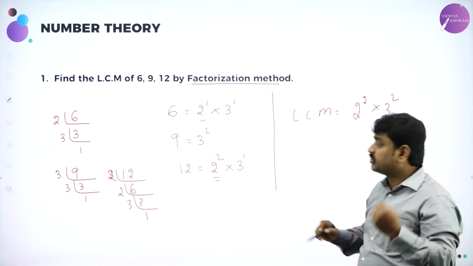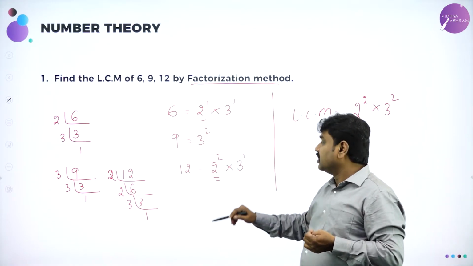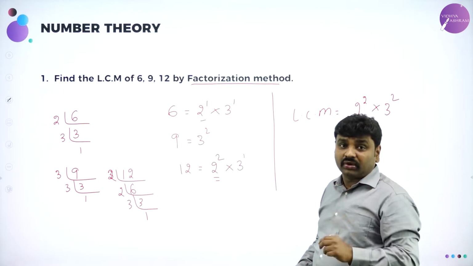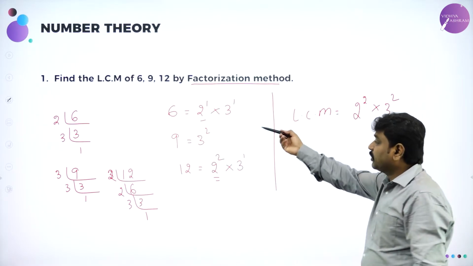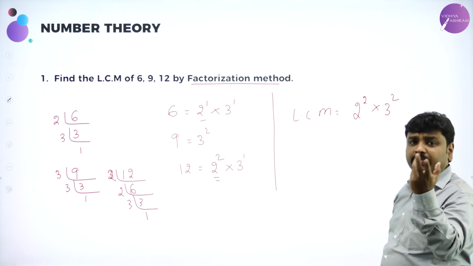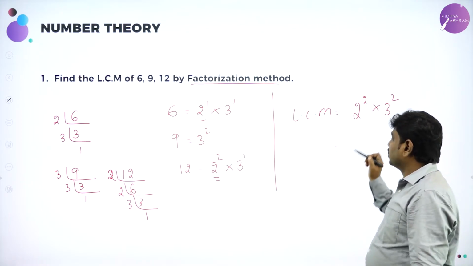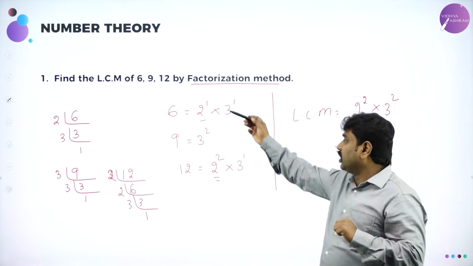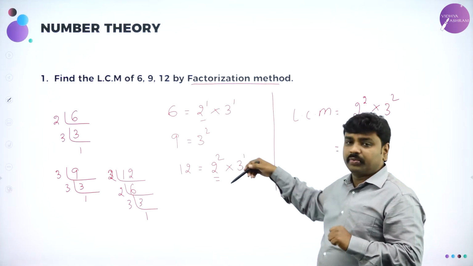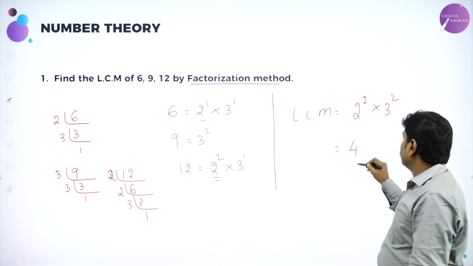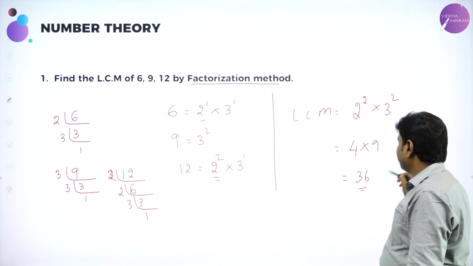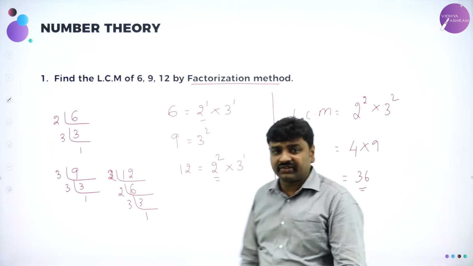3 occurs in 6 as 3 power 1 and in 12 it occurs as 3 power 1 only, but in 9 it occurs as 3 power 2, the highest we have to select. Out of 3 power 1 and 3 power 2, which is highest? 3 power 2, so select it. That's it. We have the factors 2 and 3; pick the highest power of 2, pick the highest power of 3, and multiply them. 2 square is 4, 3 square is 9, 9 4s are 36, which is the LCM. What is the LCM? 36.